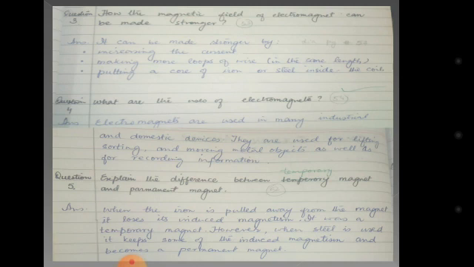How can the magnetic field of an electromagnet be made stronger? What are the ways, what are the methods by which we can make the magnetic field of an electromagnet stronger? We can make it stronger by increasing the current. If I increase the current, the property of electromagnetism will increase.